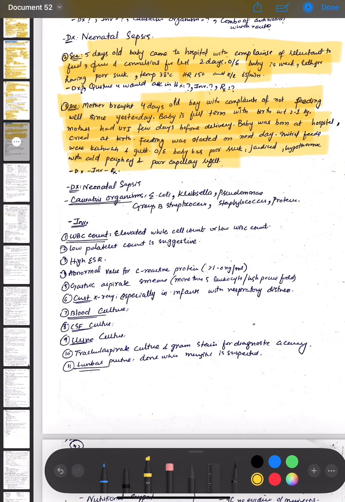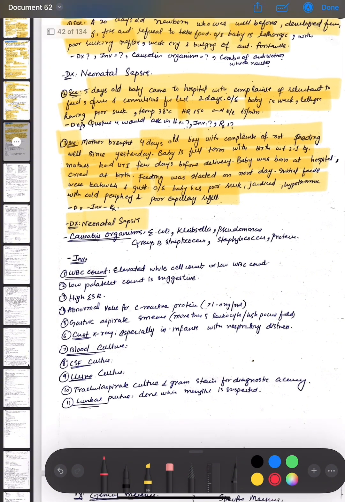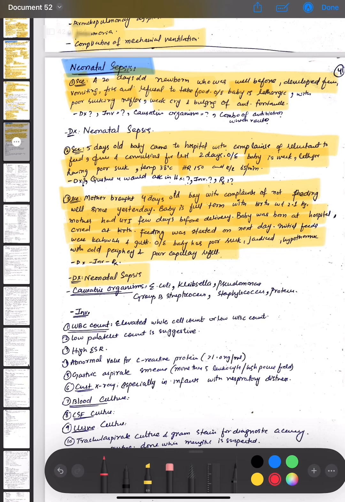We have the diagnosis that this is neonatal sepsis. Some of the diagnostic points are that the baby was well before but developed a fever and vomiting after some days. Now he is lethargic and having fits or convulsions, reluctant to feed, weak, with poor suction, and there is also a history of UTI in the mother a few days back. So we have the diagnosis of neonatal sepsis.